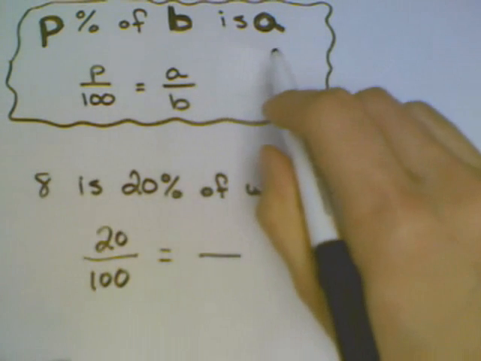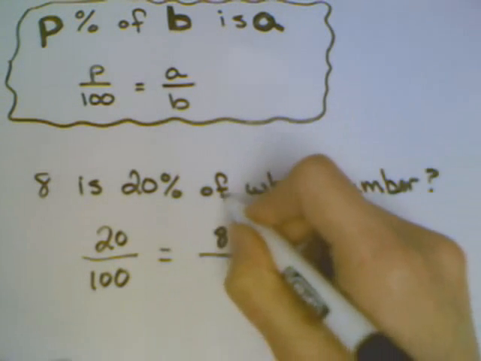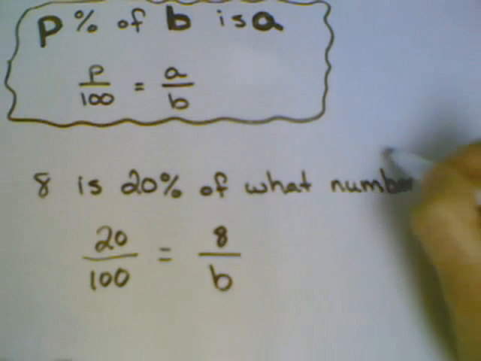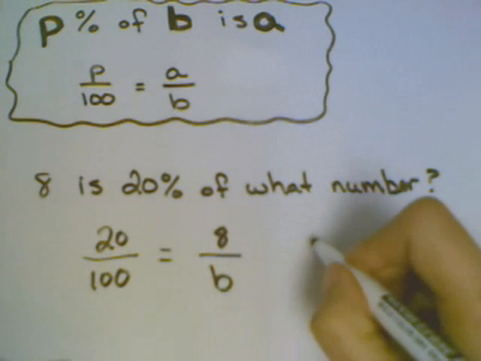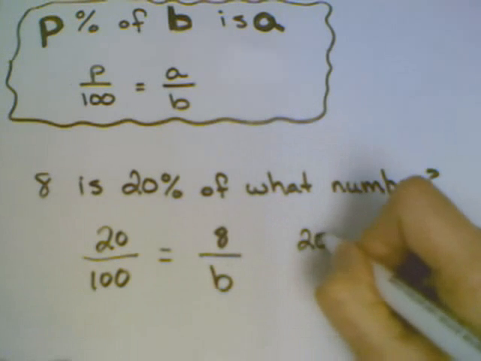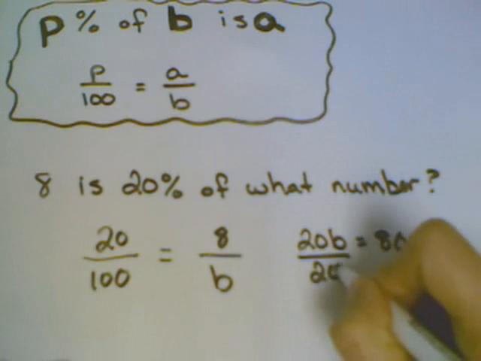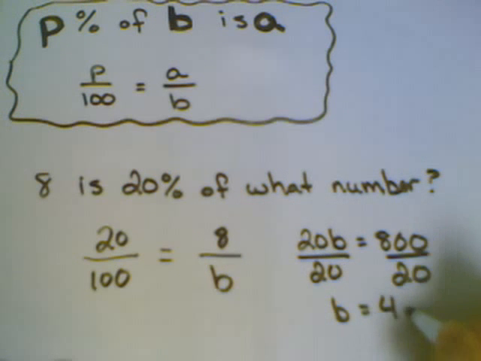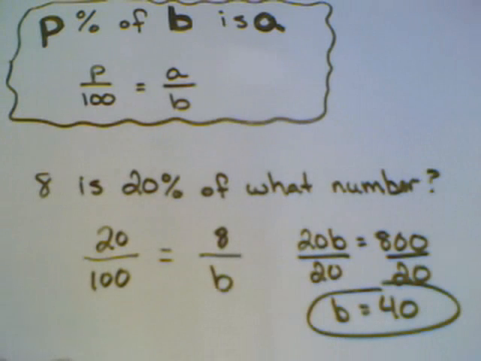This 8 right here is the A, so we're going to put 8 on top. And the B, of what number, is what we're trying to look for. B is always what comes after the word of. All right, in order to solve this proportion, I will cross multiply. 20B equals 800. Divide both sides by 20. B is 40. 8 is 20% of 40.